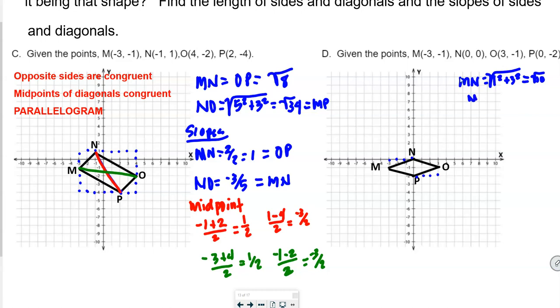Great if I could write today, y'all. MN is equal to what? MN is equal to OP, right? Let's keep going.